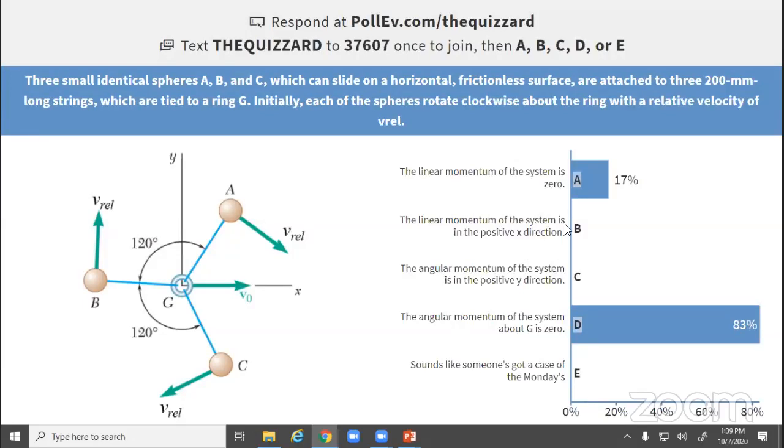All right. So the answer is B, right? And it's B because L is equal to m times v naught, and v naught is going positive in the x direction. It's not in the y direction because there's no linear momentum in the y direction.